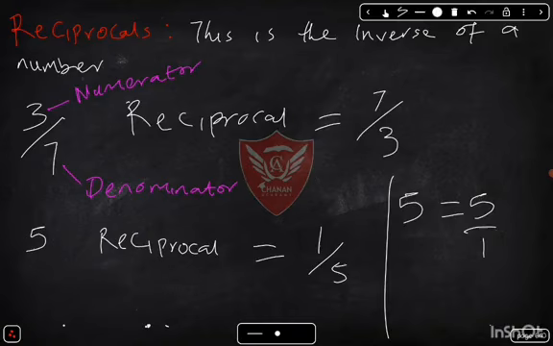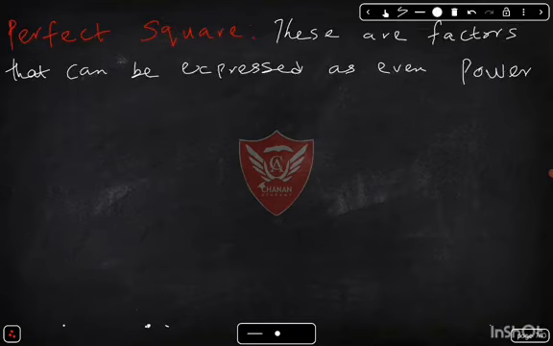Alright, let's move on. The next one is perfect square. These are factors that can be expressed as even power. If you've not watched our previous video, please go and watch, because we talked about factors in those videos. So we won't be going back to factors. We'll just talk about perfect square. So like we said, perfect square, these are factors that can be expressed as even power. So let's give an example. What are the factors of 12?